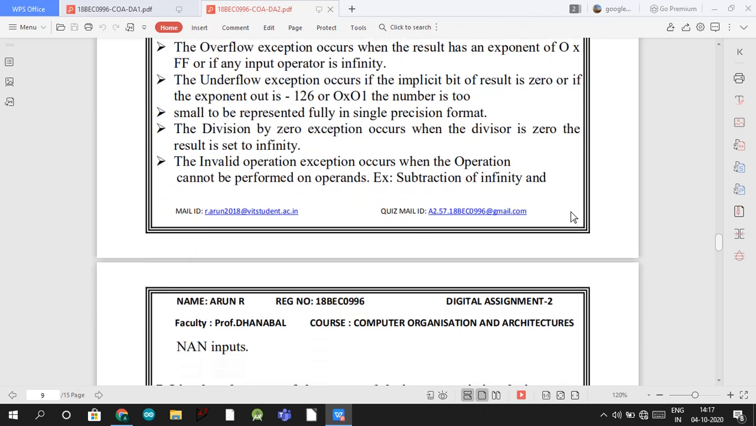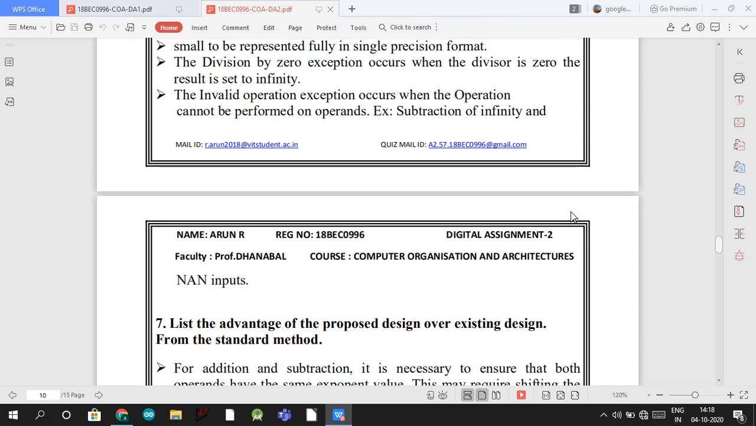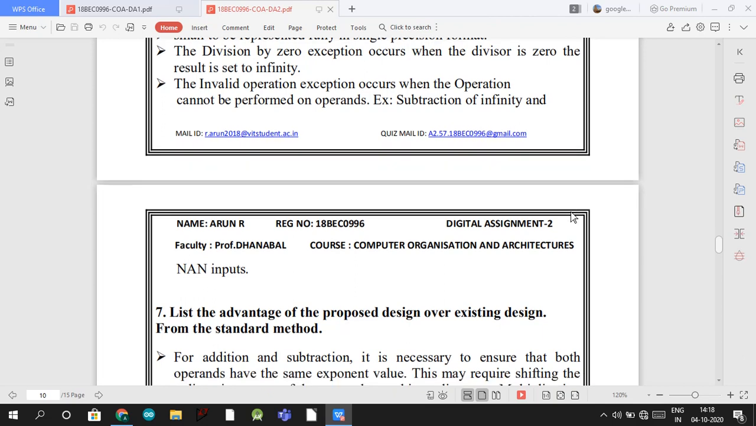Another exception is the division by zero exception. It occurs when the divisor is 0, and the result will be infinity. So this is called the division by zero exception. The last one is the invalid operation exception. It occurs when the operation cannot be performed on an operand. For example, subtraction of infinity and any input, you can't get the output. So this is called the invalid operation exception.